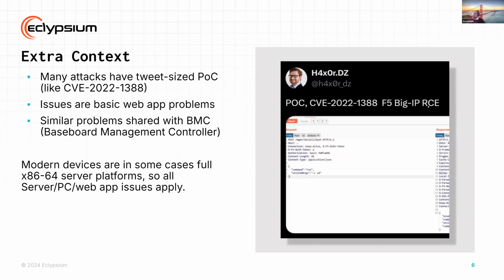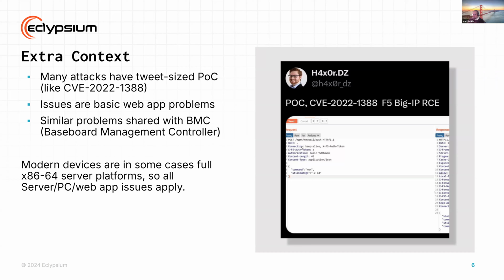Specifically, this is in the F5 BigIP code execution vulnerability, and it does fit in a single tweet. In this case, it's kind of cheating because it's in a screenshot, but realistically, you can fit this much in a tweet anyway. Many attacks have tweet-sized POCs, and the issues in them are your basic web application vulnerabilities. You would expect that this is a hardware attack, on a real hardware device, and the attack probably requires a lot of binary knowledge, a lot of reverse engineering, a lot of binary exploitation and whatnot. But no, the issues are very basic.